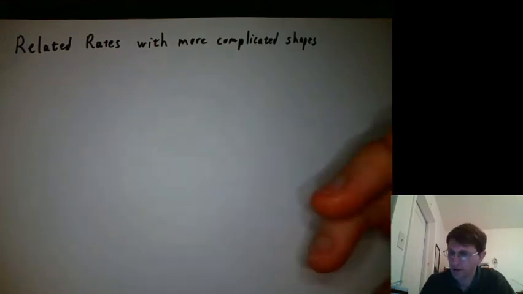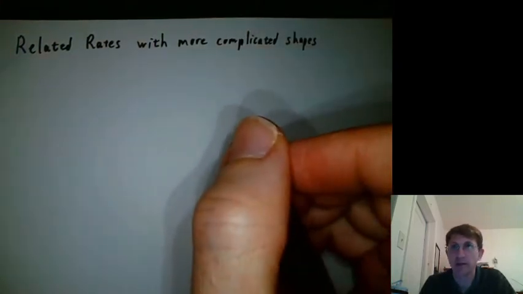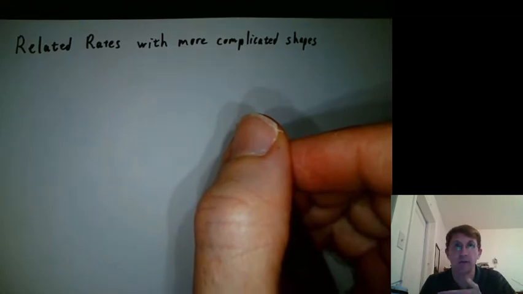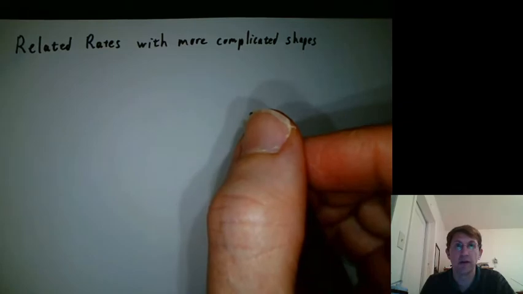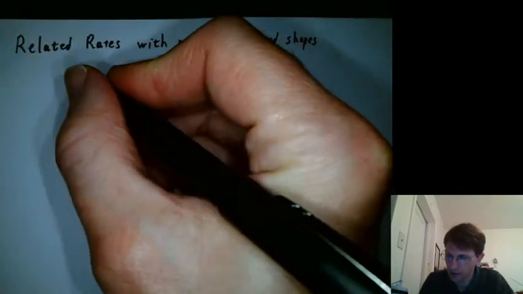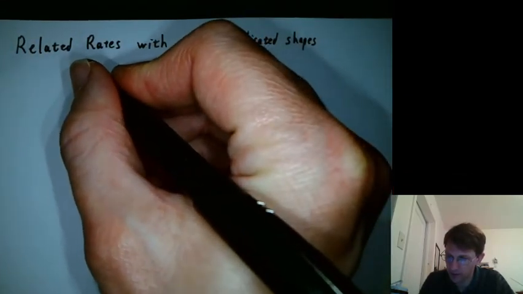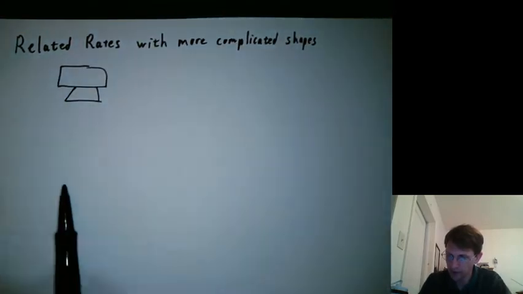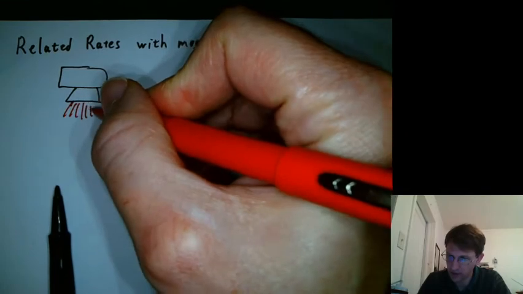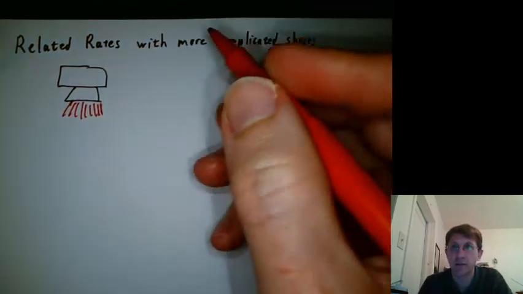Let's talk about related rates with more complicated shapes than a sphere. A sphere has a radius and a volume. A former student of mine did an internship at NASA, and they were looking at a Mars probe with some sort of rocket exhaust, and here comes all the red fiery exhaust, and let's say it's landing on Mars.